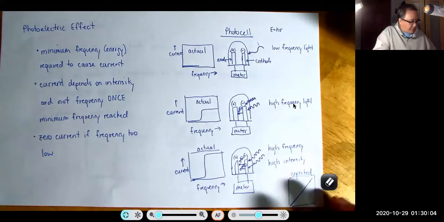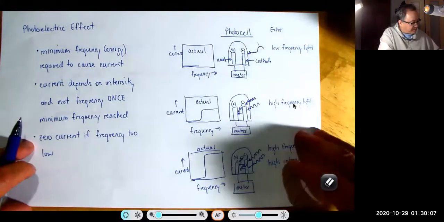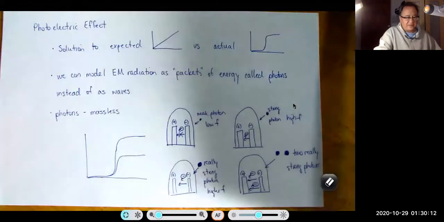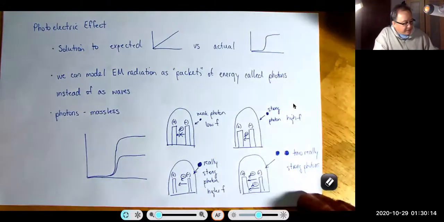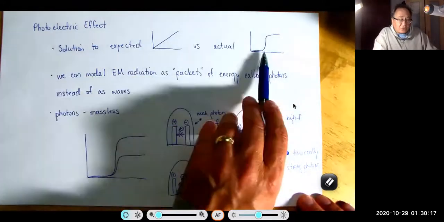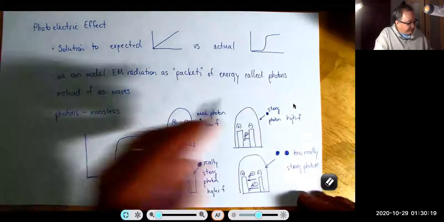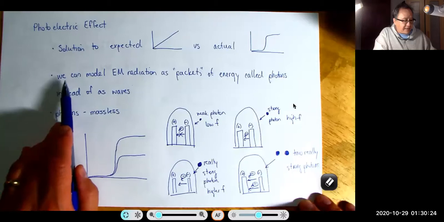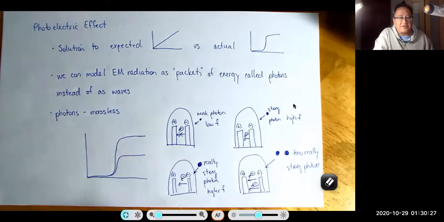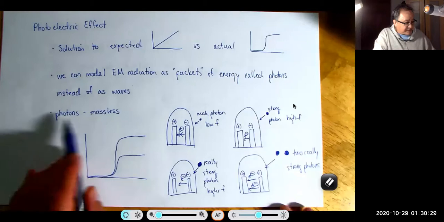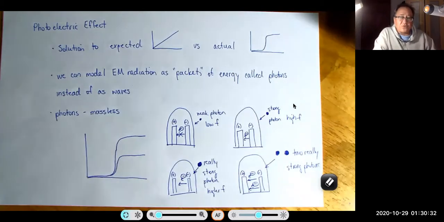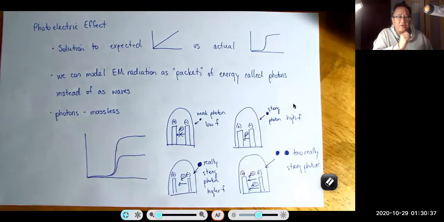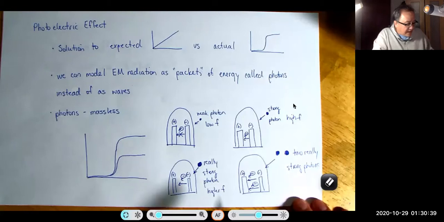So what's going on here? Well, there's a person named Einstein who came up with an explanation for the photoelectric effect. So let's take a look again. This is what we expect. This is what we get actual for the current versus the energy. So Einstein said we can model electromagnetic radiation as packets of energy called photons, and the photons are massless. So we're going to treat energy not as waves, but as little packets of energy, photons.